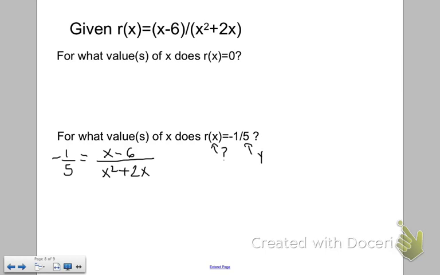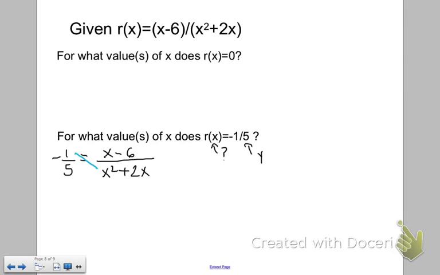Now, unfortunately, I can't just ignore my denominator on this one, okay? That trick only works when I'm looking for r of x equal to 0. That's when I can just set my numerator equal to 0. Now I'm looking for r of x equals negative 1/5, so I've got to use all my pieces. Now, in this case, notice that you have a fraction equals a fraction. We can use cross multiplication to solve this.